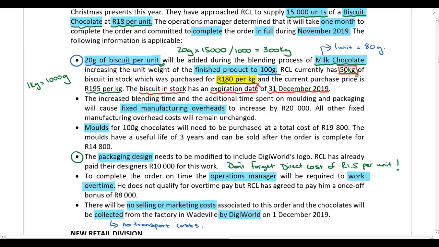All right, they need 300 kilograms in total. 50 kilograms are sitting in inventory, which means they need to purchase another 250 kilograms. If the biscuits are not in inventory, the relevant cost is always the current purchase price, because obviously they need to purchase the biscuits. And the current purchase price is 195 Rand per kilogram.